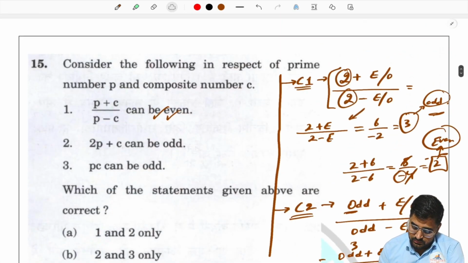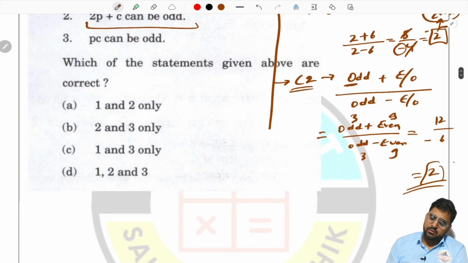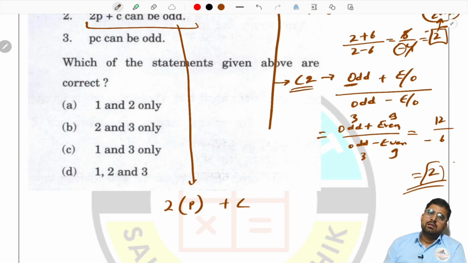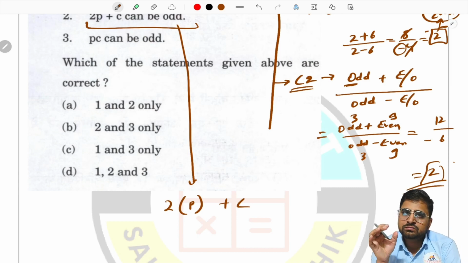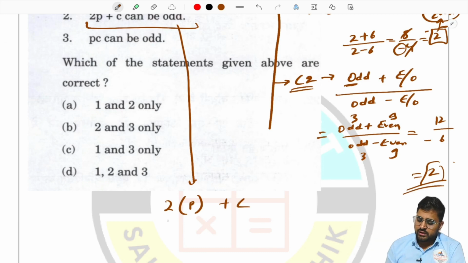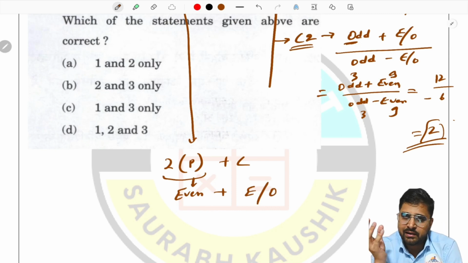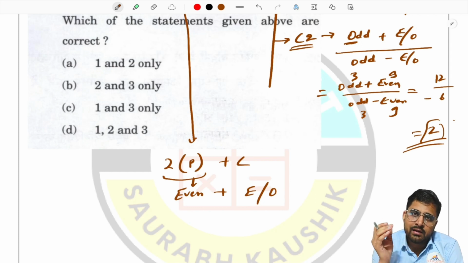Now let's try to understand the second statement. 2p plus c can be odd. The good thing about this statement is that if you multiply any prime number by 2, it will be even. So the case of p is eliminated because it becomes even only. Now composite number can be even, can be odd. For example 4, for example 8, and in case of odd it can be 15, 21.